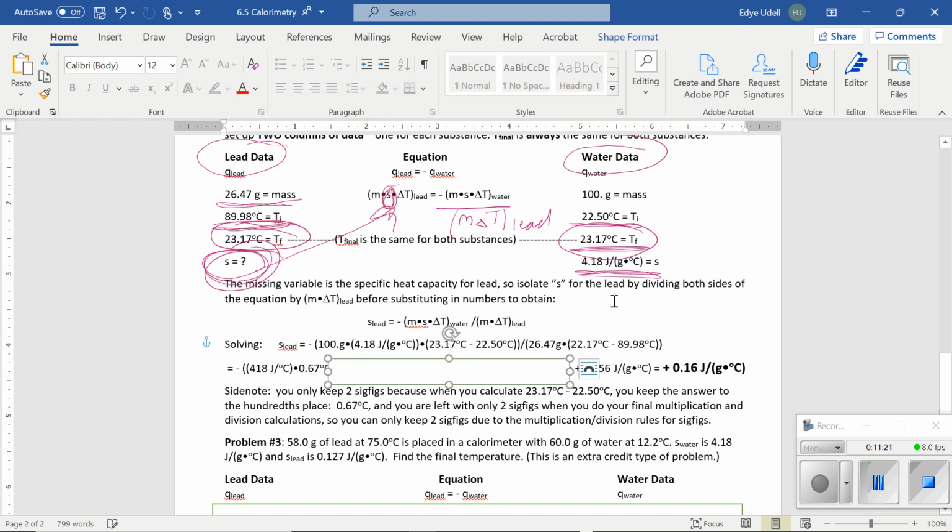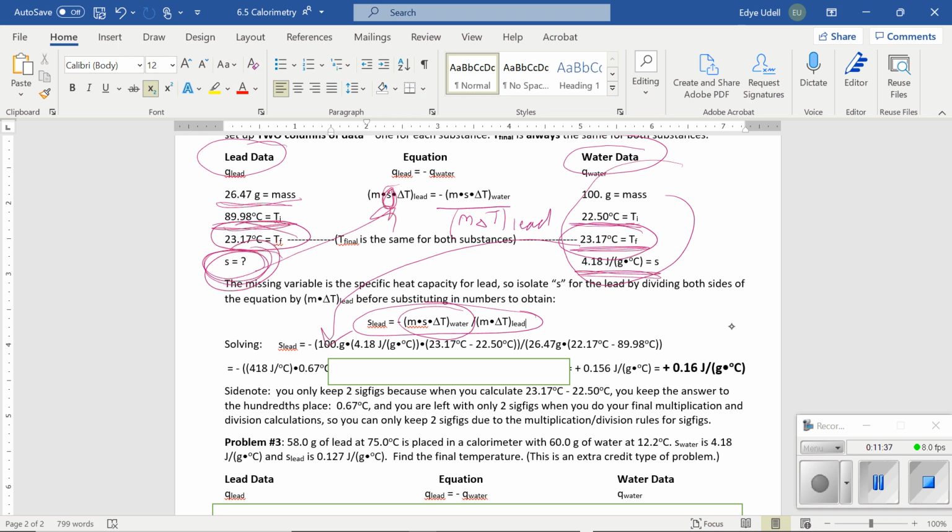So I just showed that symbolically. You do not need to write this out. I'm just plugging in my numbers for this equation. So I plug in my water data right here because that's the ms delta T for water. And don't forget, delta T is T final minus T initial for the water. And now I'm dividing by the m delta T for lead. That's this piece right here. I'm just substituting in this information over here.